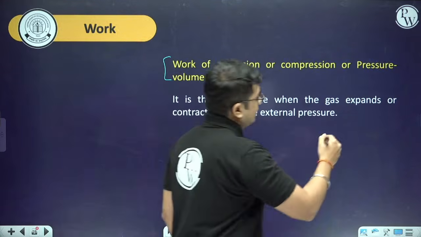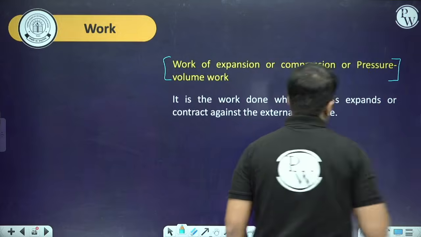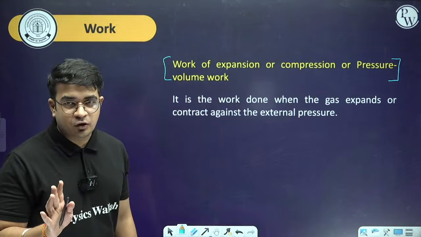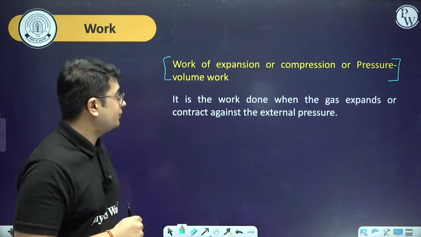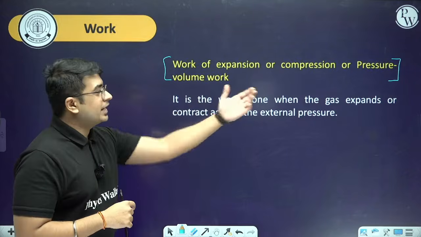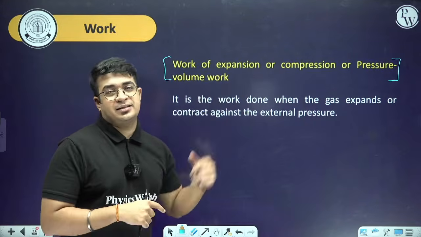So this is the most important part of thermodynamics. We are not interested in electrical work now. That part will be done in electrochemistry itself. Okay, so it is the work done when the gas expands or contracts against an external pressure.